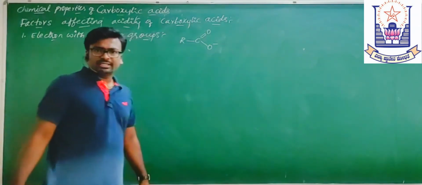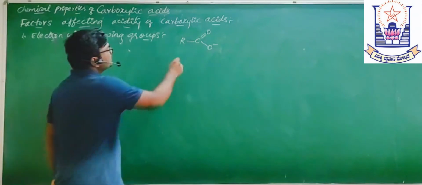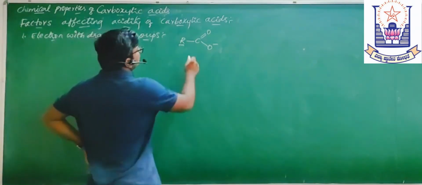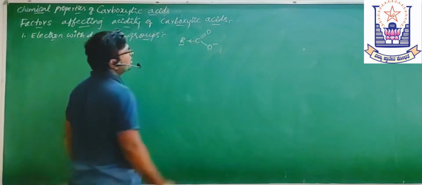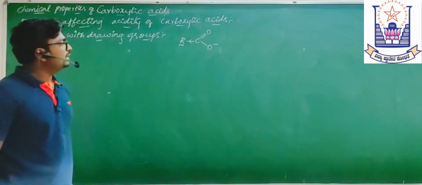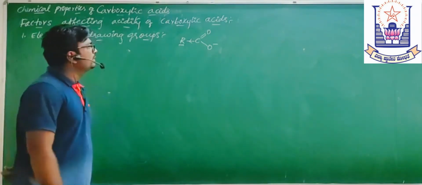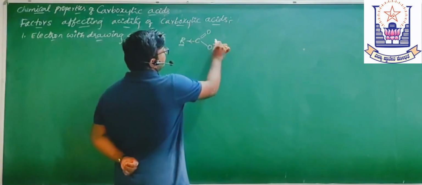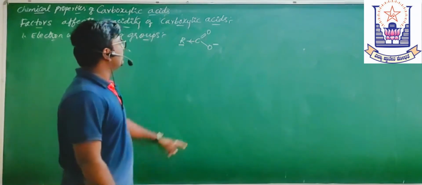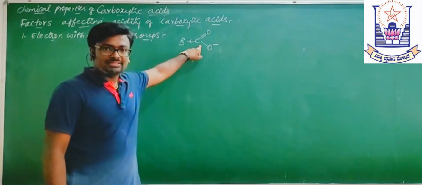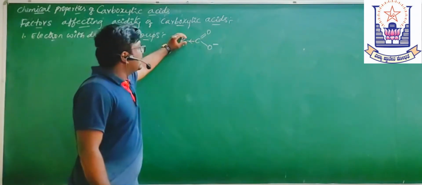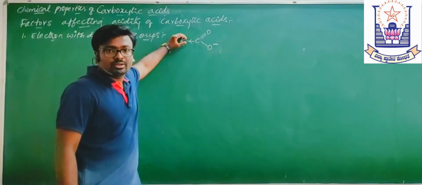It is the carboxylate ion. If R is an electron withdrawing group, then it will withdraw electrons from the carboxylate ion, and here the negative charge will be easily stabilized. The negative charge will be easily stabilized with the help of this electron withdrawing group.